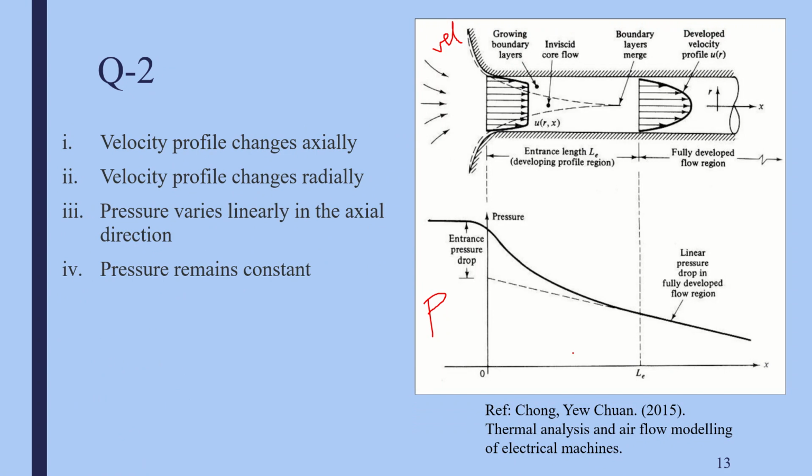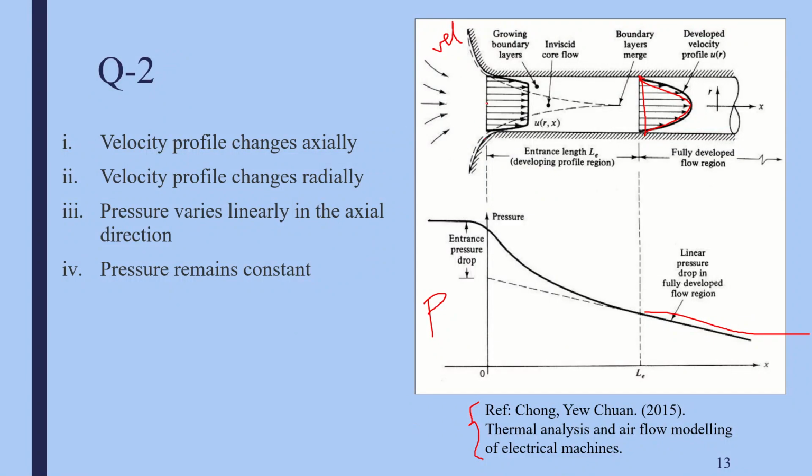Inside the circular pipe, we are dealing with the steady developing laminar flow. This is taken from a reference paper. In the fully developed region, we know how the velocity profile would look inside the pipe: we would get a parabolic profile, and a linear pressure drop is developed in the fully developed flow region. But while it is in the developing region, before it has attained fully developed flow, what would be the case?